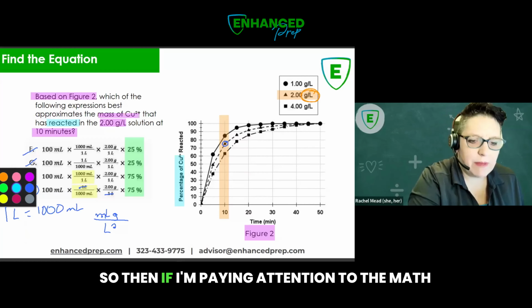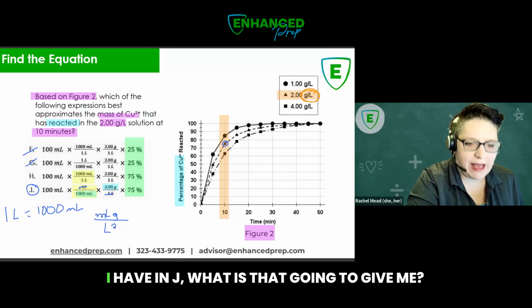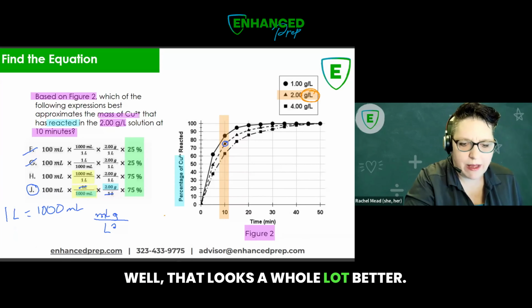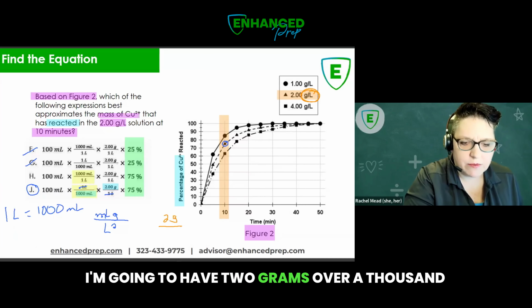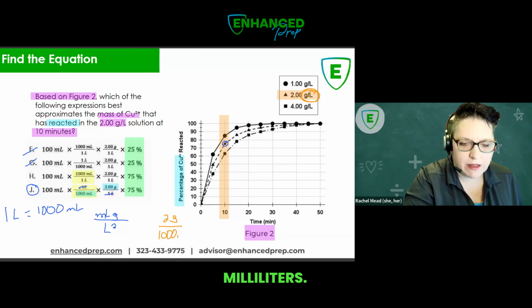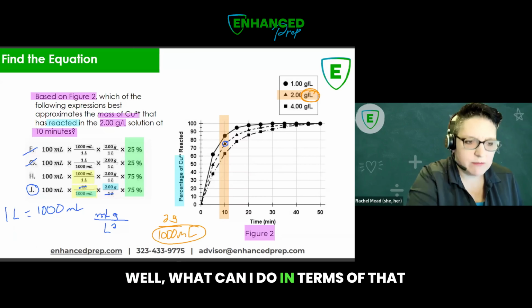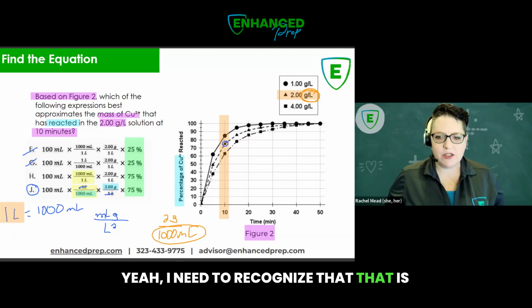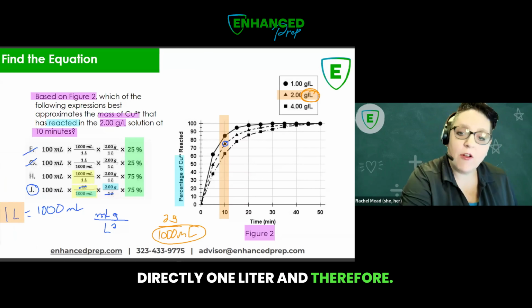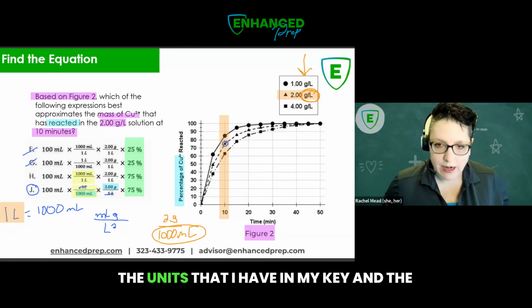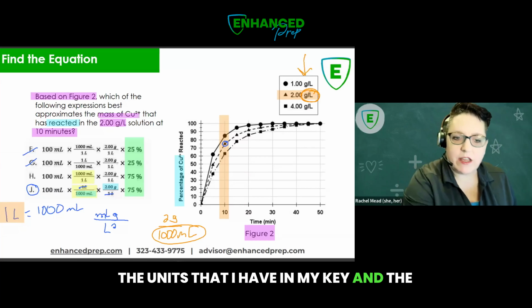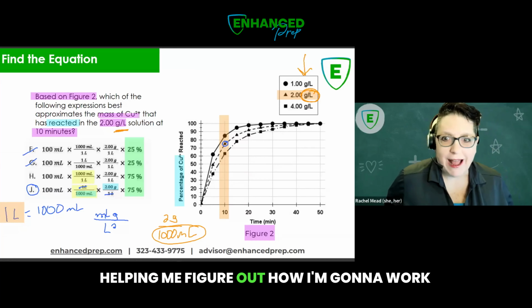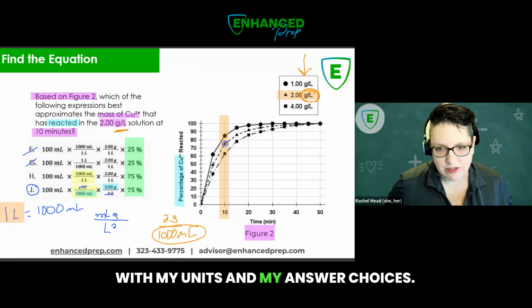So then if I'm paying attention to the math I have in J, what is that going to give me? Well, that looks a whole lot better. I'm going to have 2 grams over 1,000 milliliters. Well, what can I do in terms of that 1,000 milliliters? Yeah, I need to recognize that that is directly 1 liter, and therefore the units that I have in my key and the units that I have in my question are helping me figure out how I'm going to work with my units and my answer choices.